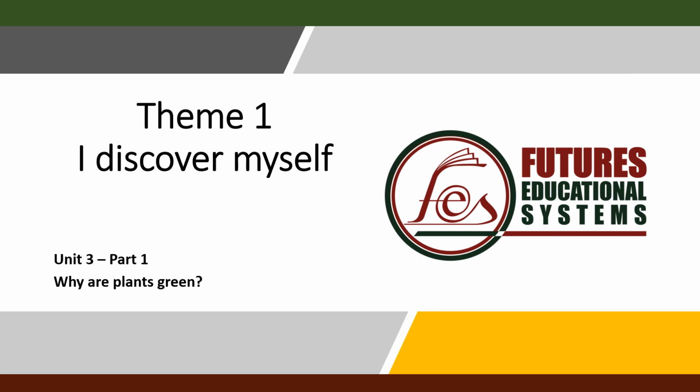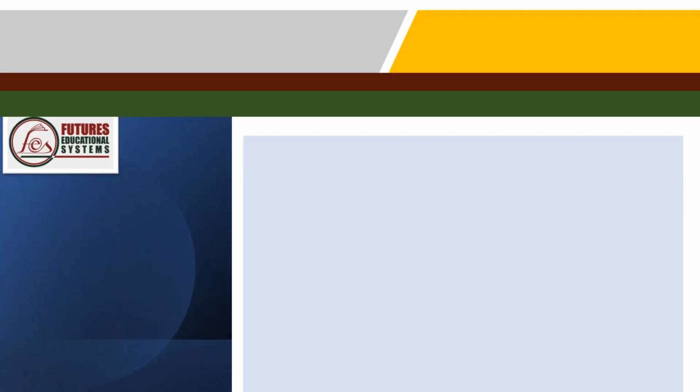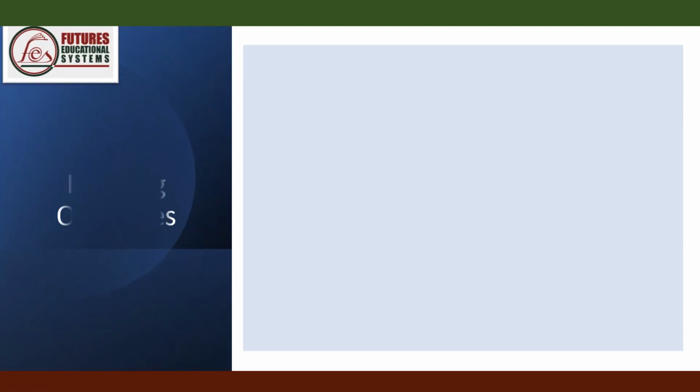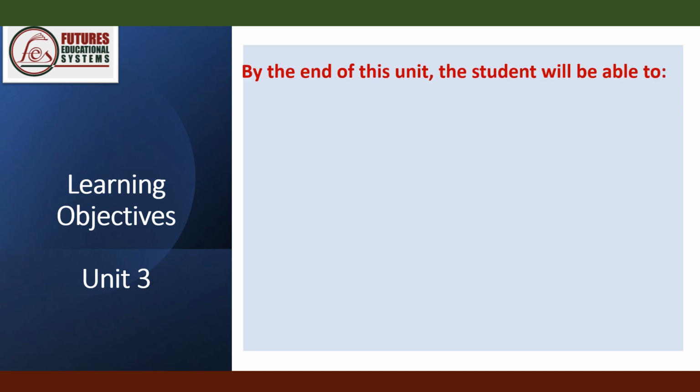Today we're going to start Theme 1, I Discover Myself, Unit 3, Part 1, Why Are Plants Green? As usual, we start with the learning objectives of Unit 3.